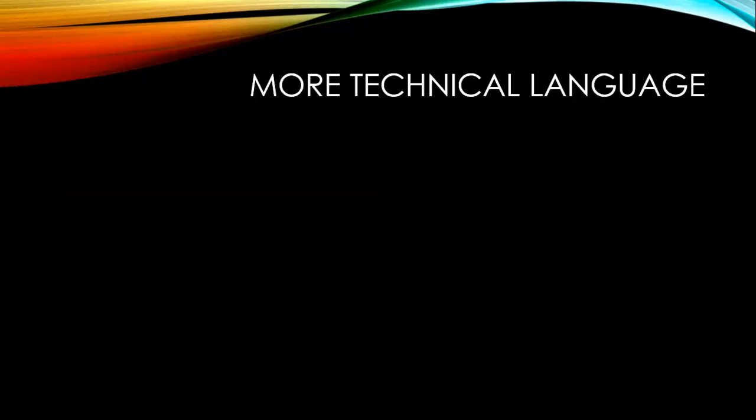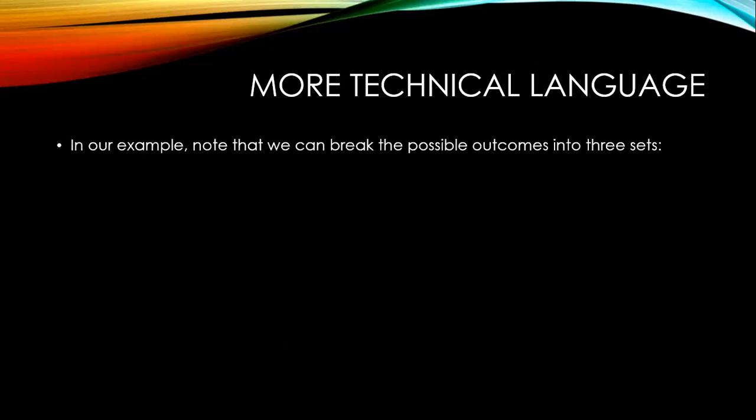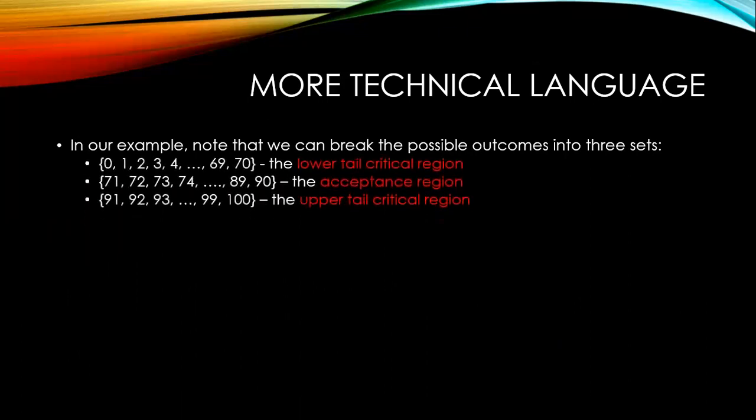Now, some more technical language that we need to bear in mind. In our example, remember we had 2 regions: the critical region and the acceptance region. But we can actually break these regions into 3 sets. We've got what we call the lower tail critical region: 0, 1, 2, 3, 4, 5, all the way up to 70. These numbers are in the critical region. But the critical region has 2 parts: the lower tail critical region and the upper tail critical region.